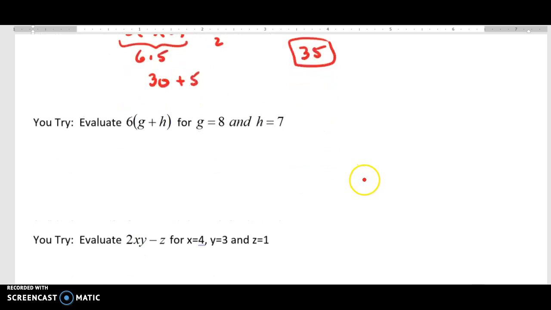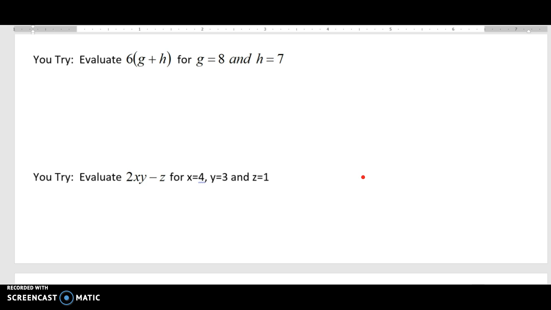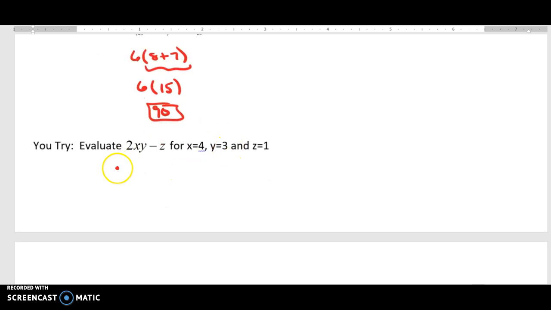So pause the video and go ahead and try the 2 U-try problems that follow. Okay, U-try number 1 here. Everywhere we see a G, we're going to replace it with an 8, H with 7. So 6 times 8 plus 7. Remember, in order of operations, do what's in parentheses first. So 8 plus 7 is 15. 6 times 15 would be 90. Hopefully you got that correct.